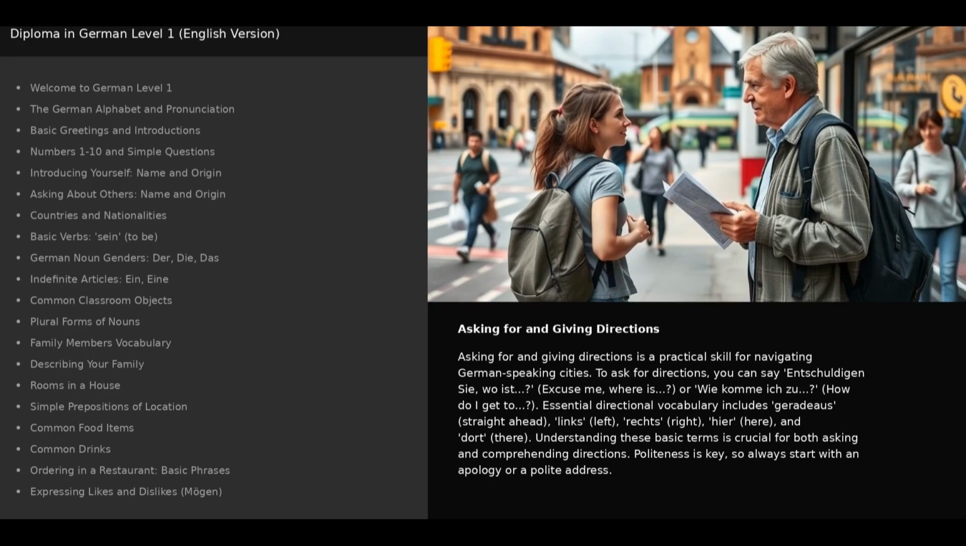Asking for and giving directions. Asking for and giving directions is a practical skill for navigating German-speaking cities. To ask for directions, you can say, Entschuldigen Sie, wo ist...? Excuse me, where is...? Or, wie komme ich zu...? How do I get to...? Essential directional vocabulary includes geradeaus, straight ahead, links, left, rechts, right, hier, here, and dort, there. Understanding these basic terms is crucial for both asking and comprehending directions. Politeness is key, so always start with an apology or a polite address.